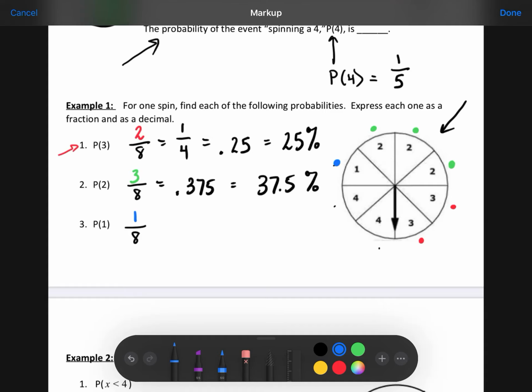It's a 1 out of 8. And 1 divided by 8 is 0.125. So there's only a 12.5% chance. Because remember, we move this over, bloop, bloop, for percent. Okay, so that's basically what probability is.